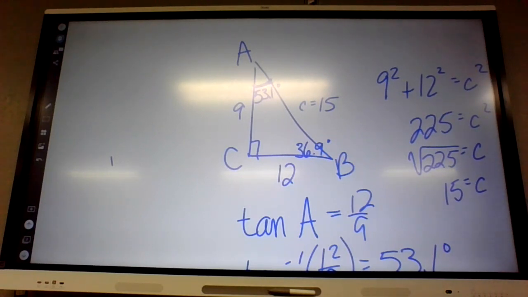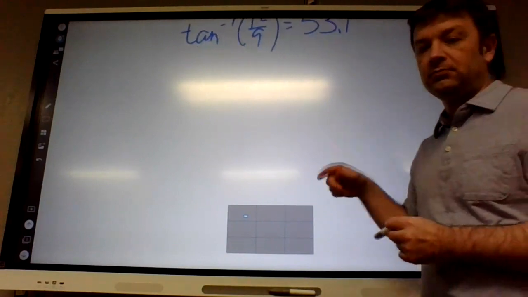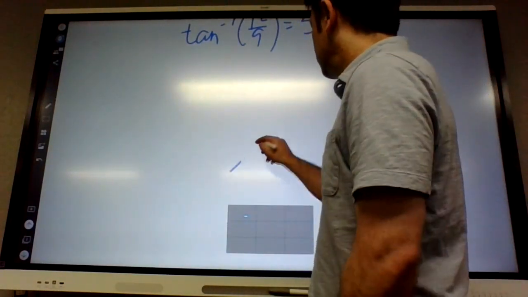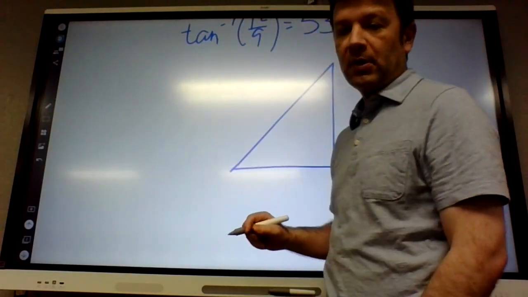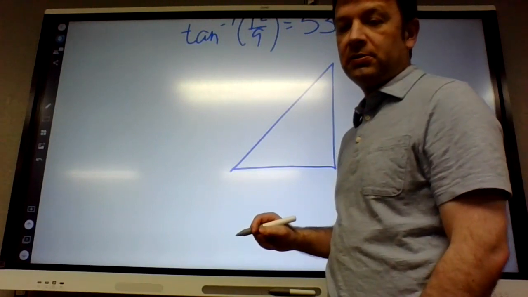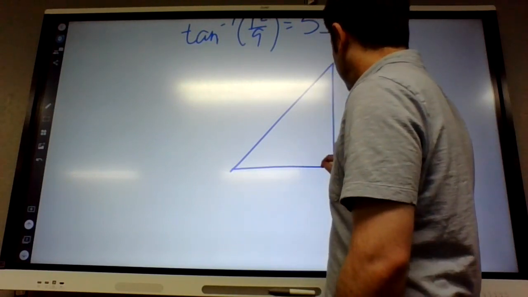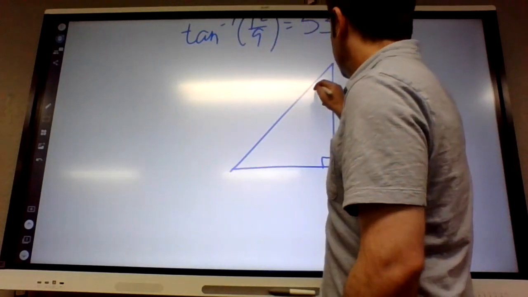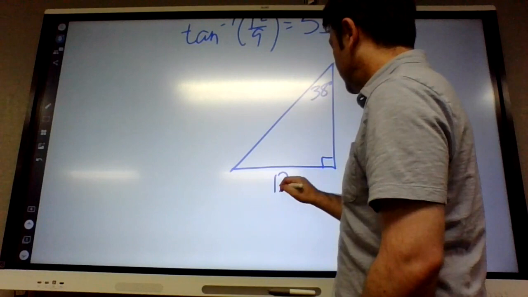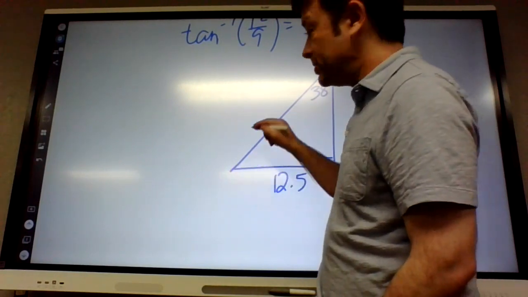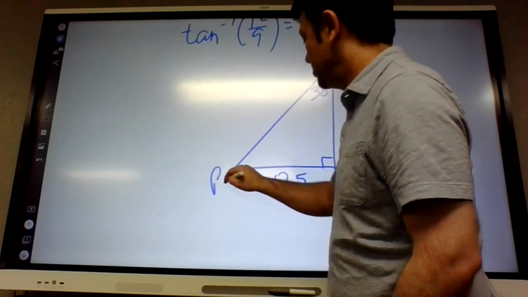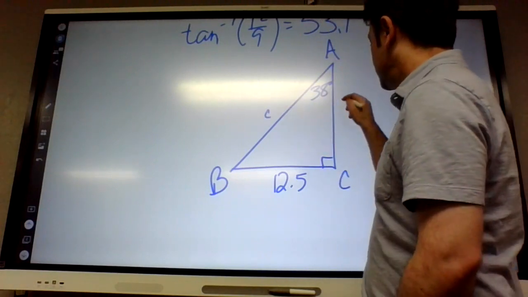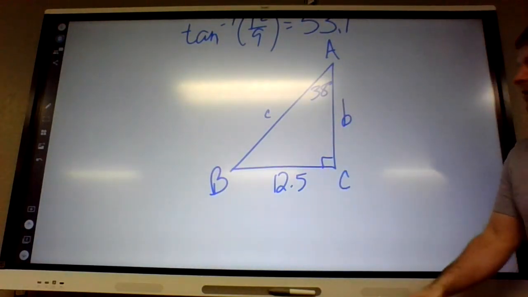All right. So we did Pythagorean theorem, we did tangent inverse to find an angle. What's different about number 2? Two sides are known instead of two angles. Well, yeah, we just have one angle and one side. So it's 38 degrees and 12.5. So we're missing angle B, side C, side B. So how do I find angle B?